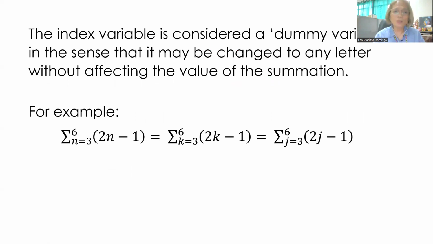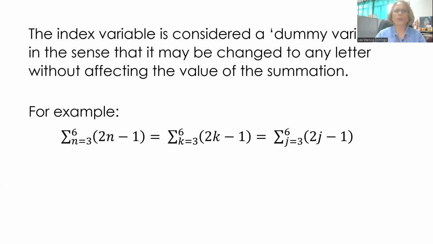Now, the index variable in this case, n, is a dummy variable. Why? Because it may be changed, no, to any letter without affecting the value of the summation. So in our particular example, yung summation of 2n minus 1 when n is equal to 3 up to 6 can be written as the summation of 2k minus 1, where k is equal to 3 to 6, no, where k runs from 3 to 6. Pwede rin natin gawing letter J. So yung n ay magiging J. So consequently, yung lower limit natin ay J equals 3 up to 6.